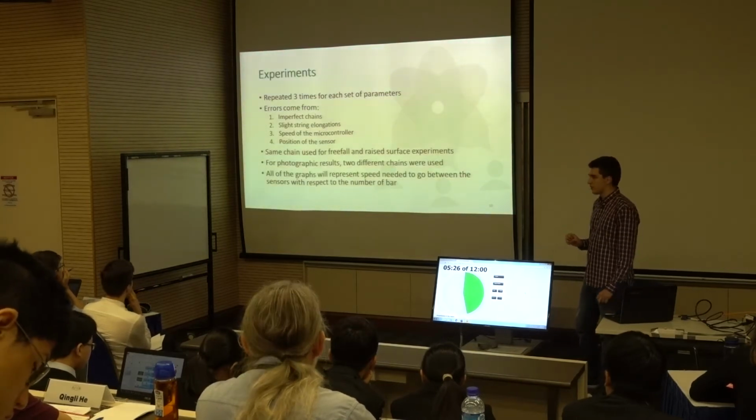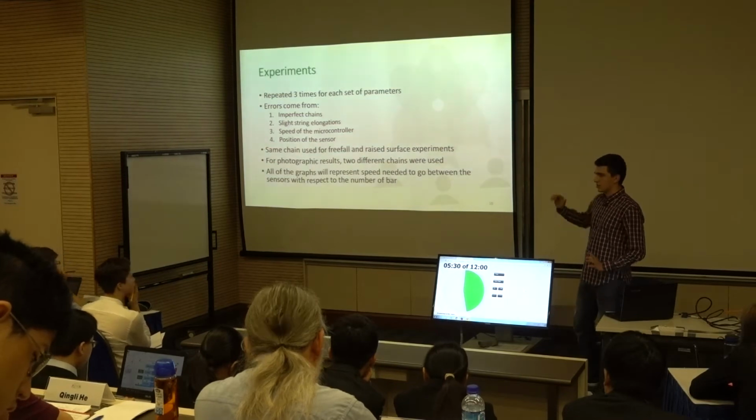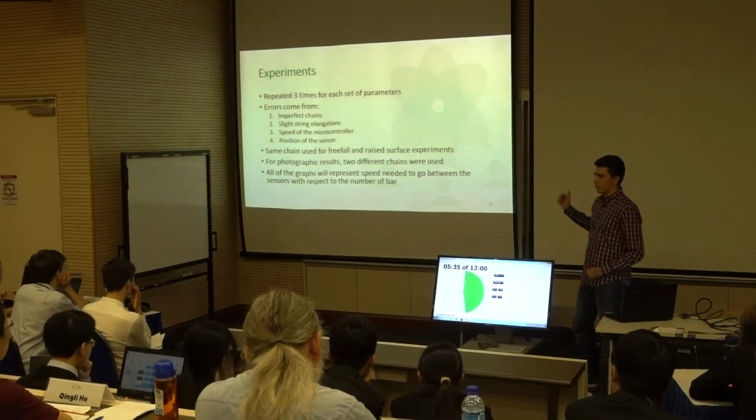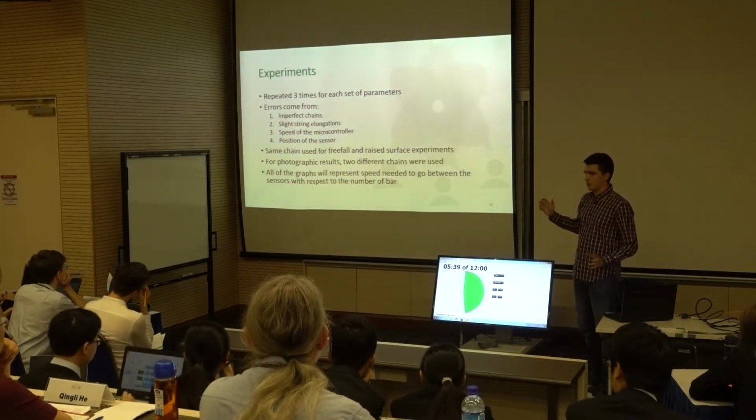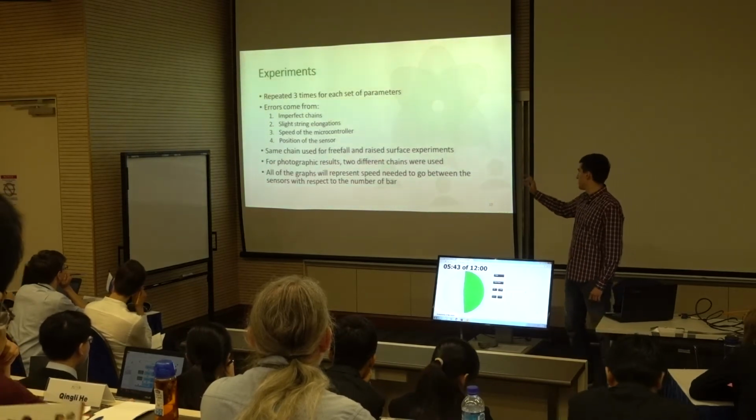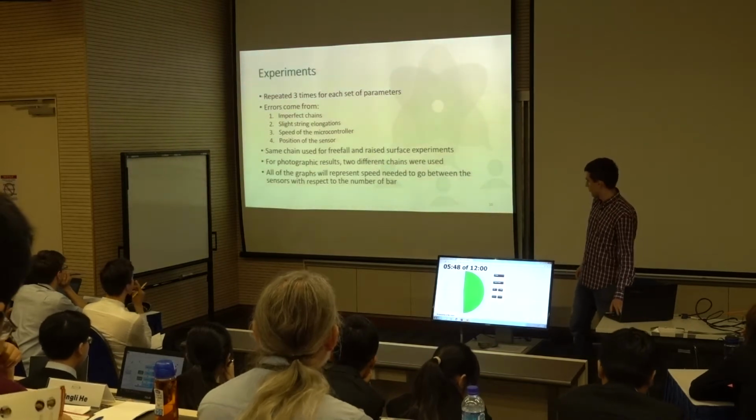For the free fall method, for the laser method, we used the same chain, so we get more relevant results. And of course, for the photographic method, as we've shown, we used two different chains, so we can compare them one to another. All of the graphs will represent the speed needed to go between the sensors with respect to the number of bars.